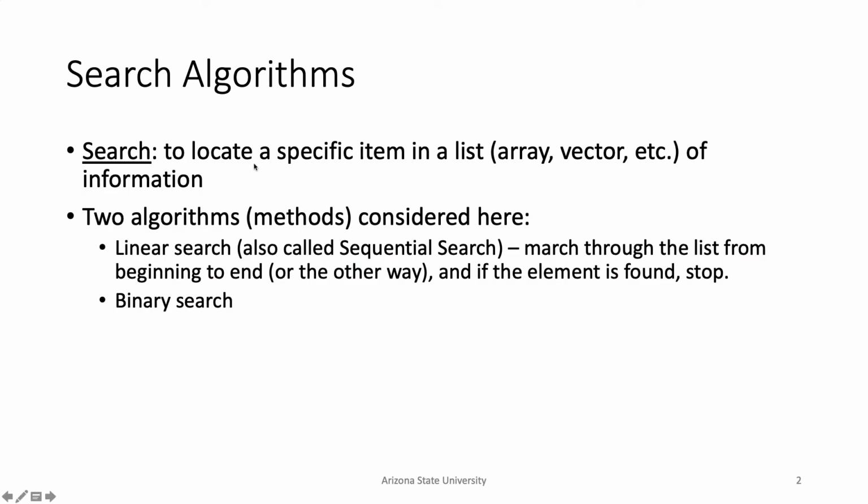So how do you search for stuff? A search problem or algorithm is where you have a list of data and you have something you want to find, and you want to determine whether it's in the list or not.